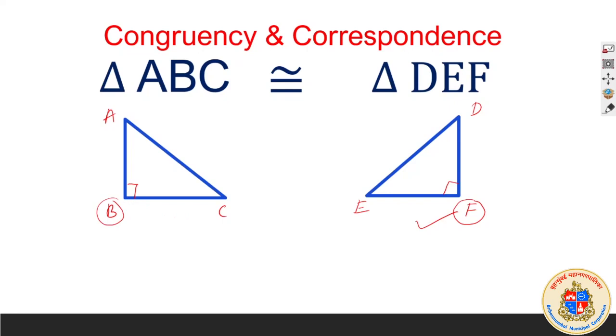A can correspond to D, angle D, or vertex D. But vertex B does not correspond to the second one here, E. It is corresponding to F. So the name of the triangle in this case must be: A corresponds to D, B corresponds to F, and then C naturally will correspond to E. Are you getting it?